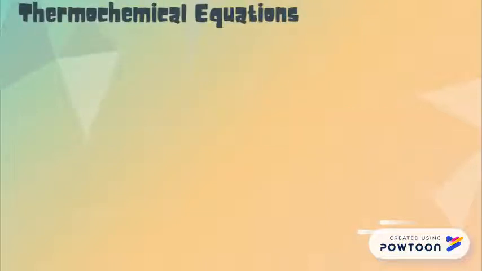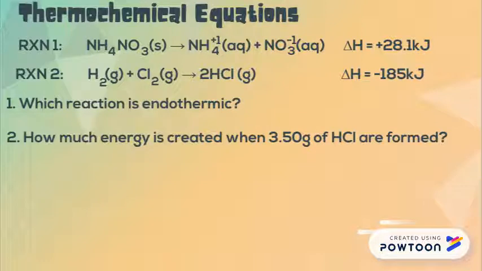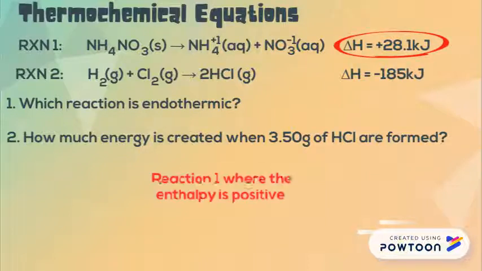Let's review using our delta H's for these reactions to do some stoichiometry conversions. For question 1, we are asked to find which reaction is endothermic. Remember, endothermic should have a positive delta H. So reaction 1, where enthalpy is positive, would be an endothermic reaction.